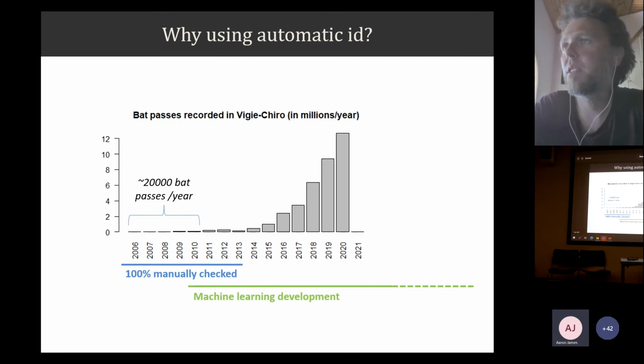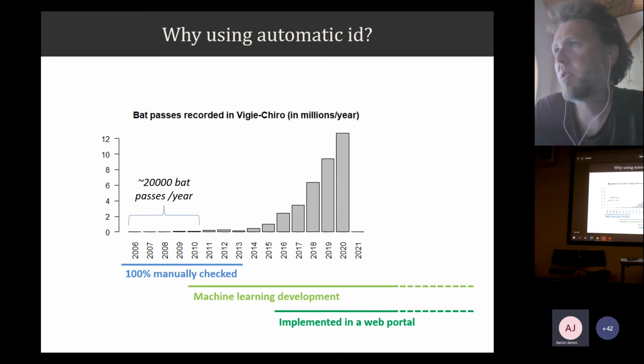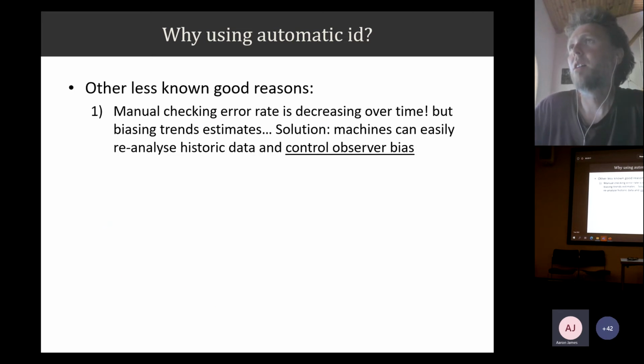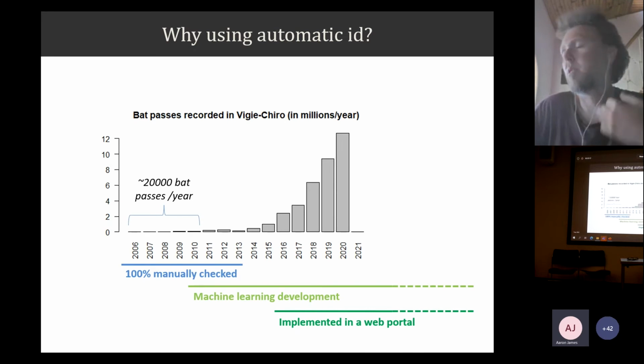Some colleagues started to do machine learning development more than 10 years ago. And it was implemented in 2015 in a web portal, so that the monitoring data is processed automatically when it's uploaded by the participants. So now we can process the data thanks to automatic ID.